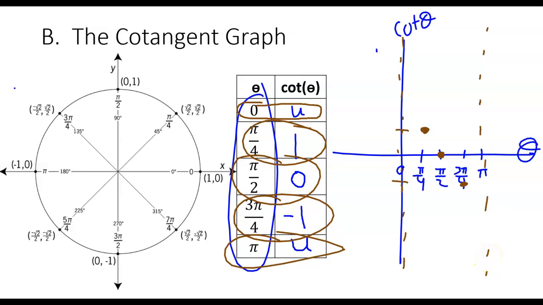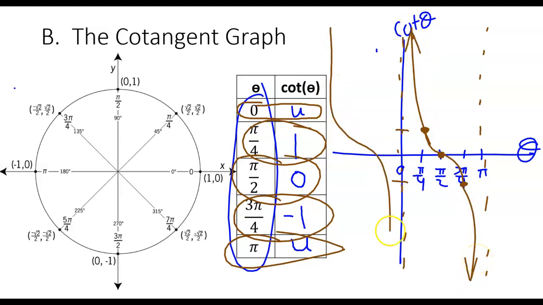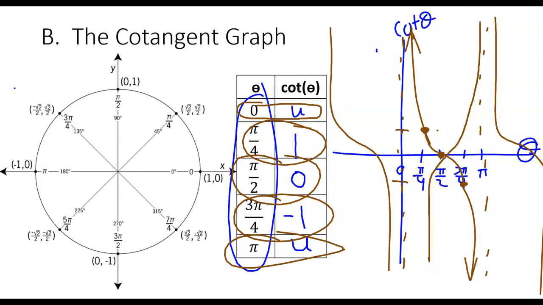Now, cotangent has a very similar graph to tangent. The only difference is it's backwards. So from here to here, we go concave up, concave down, and then squish it in. And there it is. So there's our graph. All right, so that's what cotangent looks like. So you'll notice that it looks a lot like tangent. It's just backwards. Tangent was this way. Cotangent faces the other way, okay?